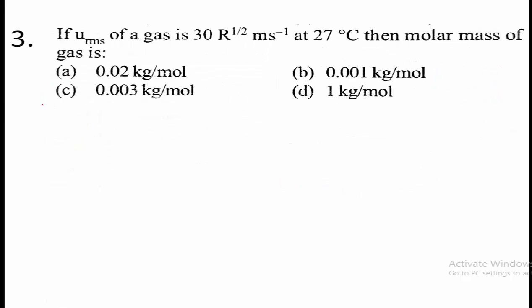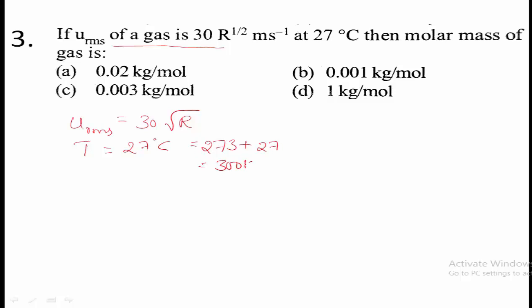Then next, third one. URMS of a gas, that is RMS velocity of gas, is 30 into square root of R, R raised to 1/2, meters per second at 27 degrees Celsius. Then what is the molar mass of the gas? First write down what they have given. URMS is 30 into square root of R. Temperature is 27 degrees Celsius. Convert this into Kelvin: 273 plus 27, that is equal to 300 Kelvin.